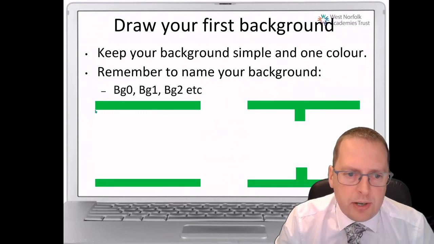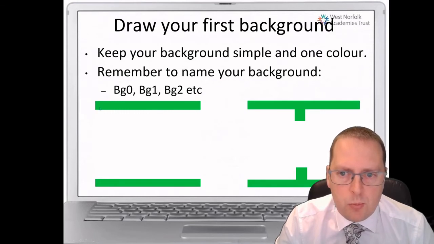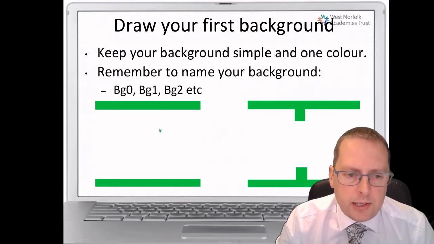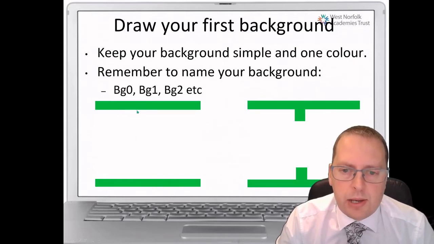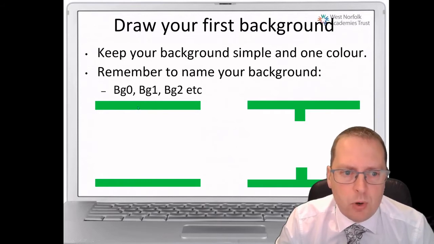My first background is going to be really simple. It's all going to be one colour for my background. Keep it in one colour throughout your game. So we're going to create a rule later that if your sprite touches the colour green, or whatever colour you change your background to be, that's when an instruction happens. So that's why you need to keep it one colour.